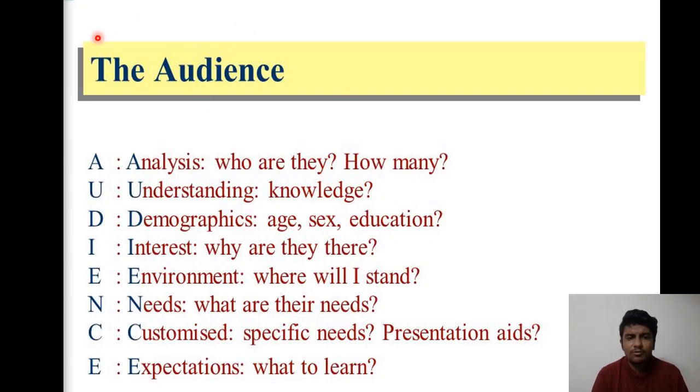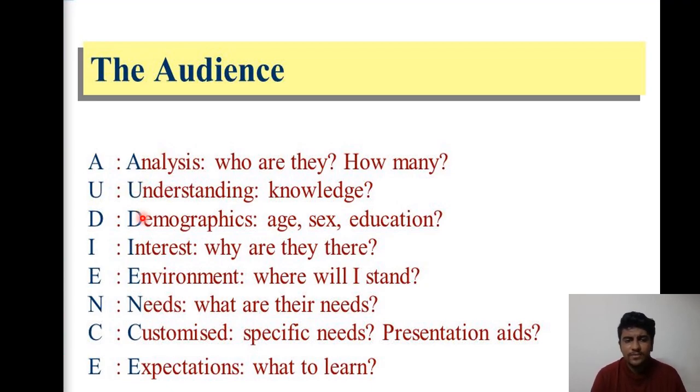Now the audience, what is the acronym of audience? If we look at the actual meaning, A is analysis: who are they, how many people are there. U is understanding: the knowledge and the demographics, what age groups, what education, what gender. I is interest: why are they here? Are they here for motivation? Are they here for gaining some knowledge or some skills?